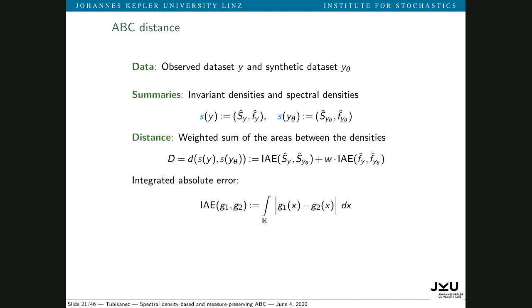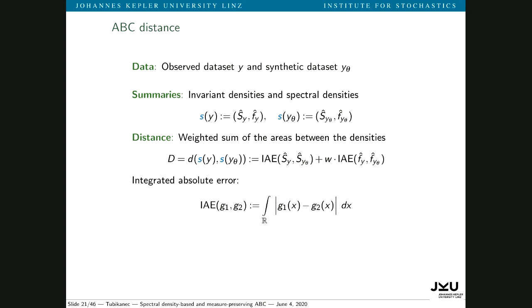We have to consider a weighted sum of these quantities such that both areas are of the same order of magnitude. This is particularly needed because the spectral density does not integrate to 1. But I don't want to say too many words about the weight. I'd just like to mention that we obtained it by doing an ABC pilot simulation. For further details, I'd like to refer to the article.